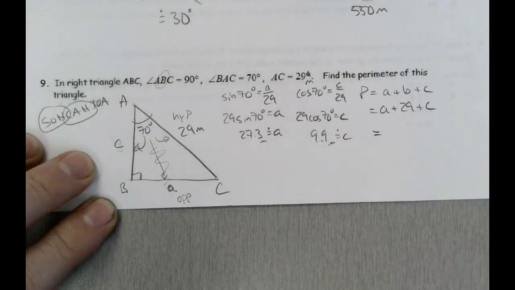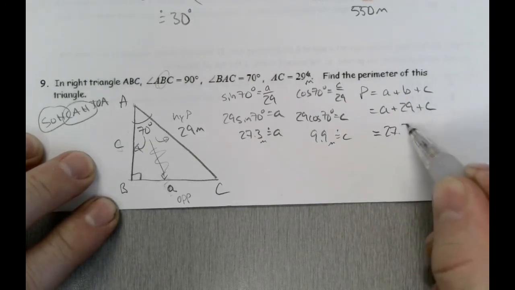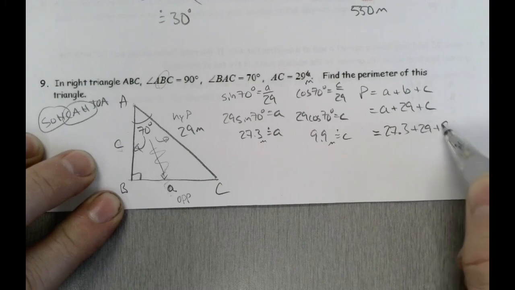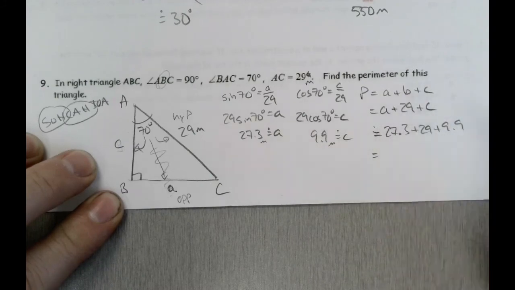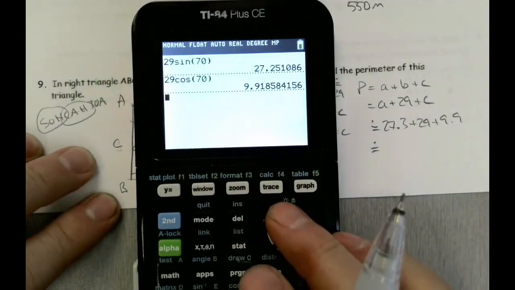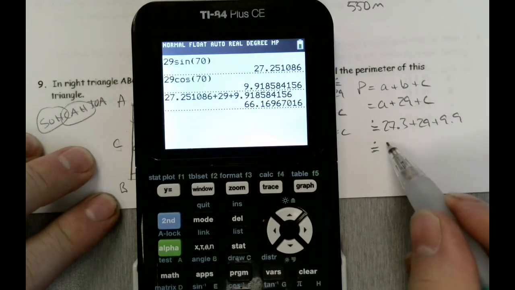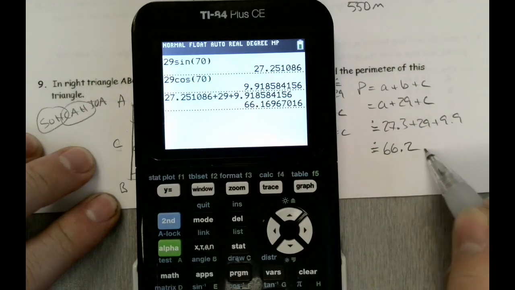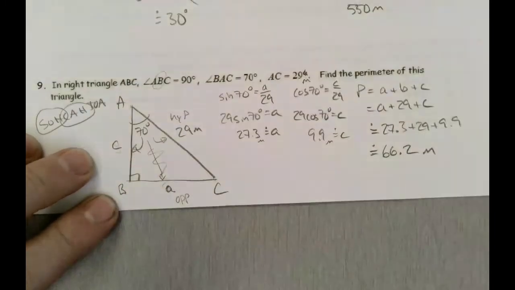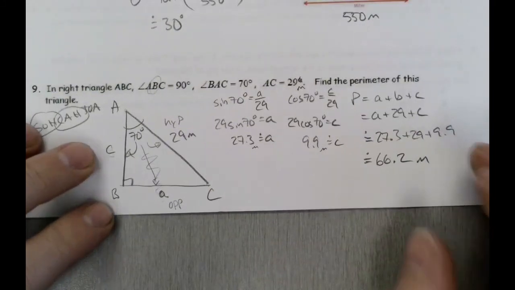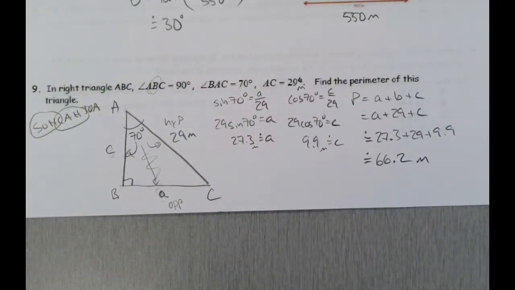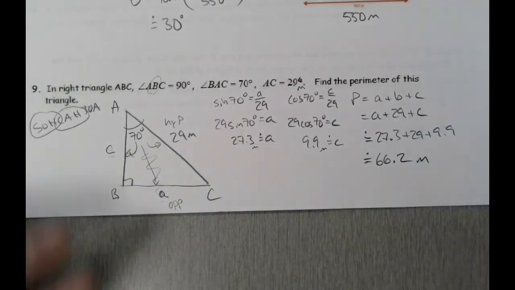So now, to get the perimeter, I'll add 27.3 plus 29 plus 9.9. Okay, and this is approximate because I have to round in there. But now let's go through and do it. I'm going to use my little arrow key, go up, grab the 27.3, add the 29, add my C value, and I get 66.2 meters as the perimeter of that triangle. Okay? So I hope with all these examples that this gives you a good sense of how to approach these types of trigonometric problems.